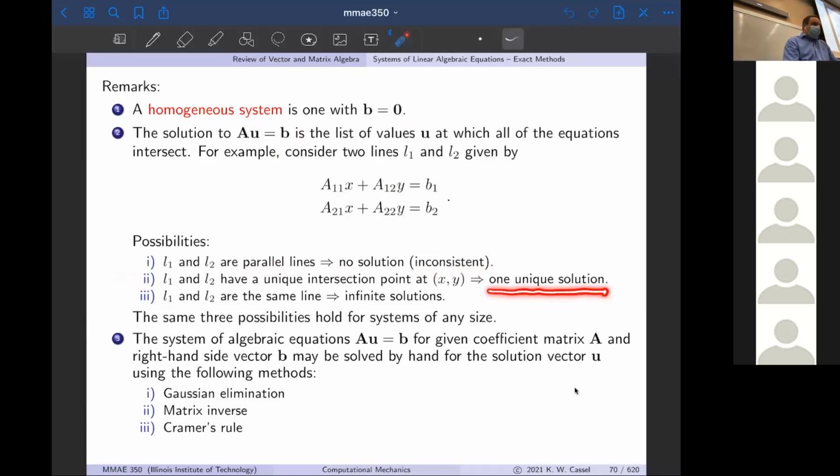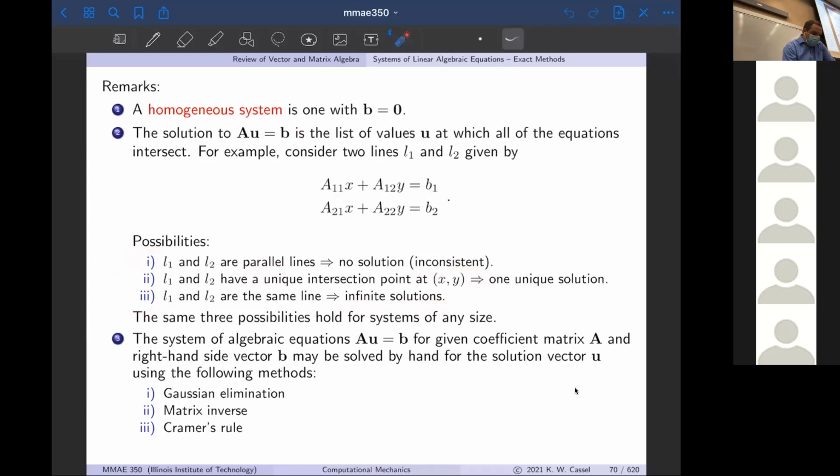The third possibility is they could actually be the same line. So we write down the first line, we write down the second line, and they may actually be the same line. It doesn't happen very often, but it could happen. And in that case, the intersection points are, well, the whole line. So there's an infinity of solutions. So all 3 of these are mathematically possible. The second one is the one that we're typically looking for in physical problems. Not always, but almost always.